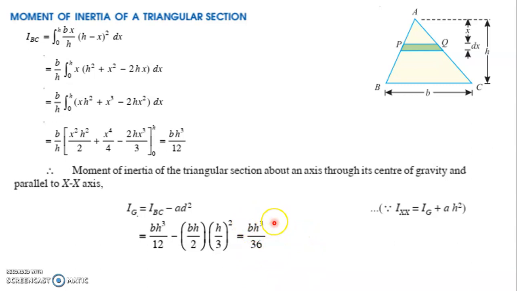This is the equation for the moment of inertia of a triangular section about an axis passing through the center of gravity or centroid. The value of I_xx is equal to bh cube by 36. The moment of inertia with respect to the base is bh cube by 12, no need to study that. Just study the moment of inertia with respect to the centroidal axis, bh cube by 36. For a rectangle we have already studied that it is bd cube by 12. For a triangle now it is bh cube by 36.